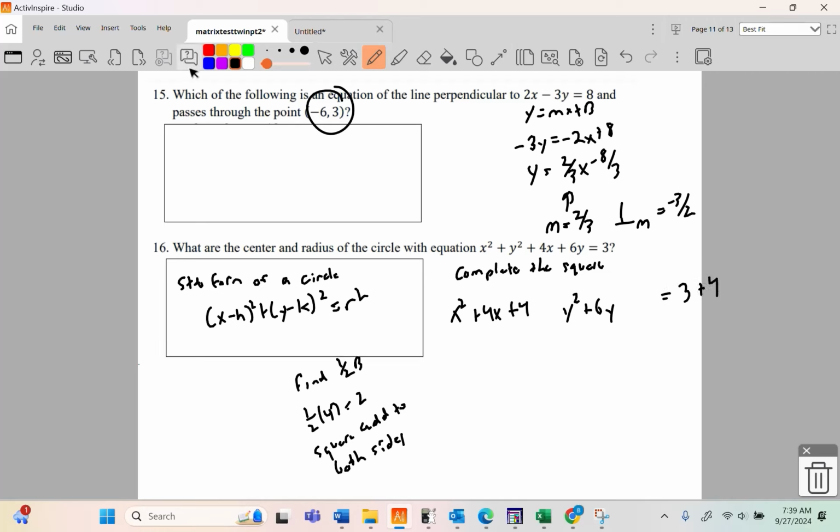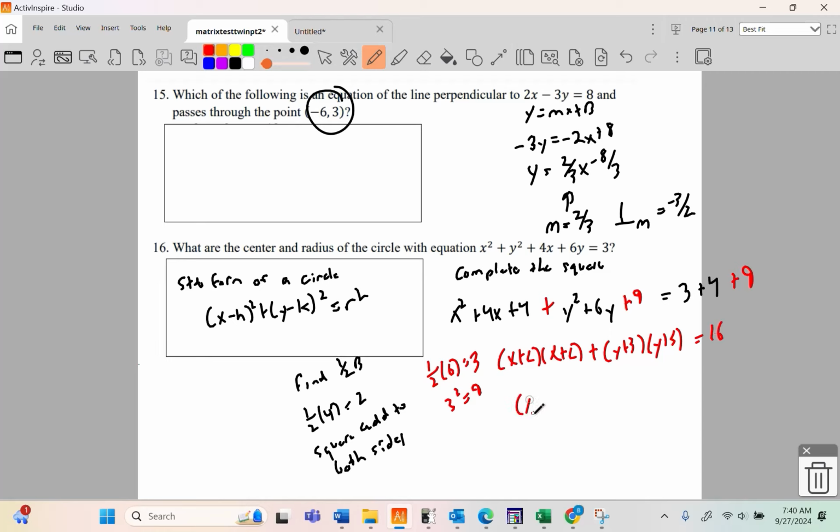But I also have to do the same thing for y, because this is its own little expression. We can put a plus symbol there. So I take half of 6. I get 3. I square it, I get 9, and I add that to both sides. And what I've done is I've created things that factor perfectly. This guy factors as x plus 2 times x plus 2, plus because there's a plus. This guy factors as y plus 3 times y plus 3, and the right-hand side adds up to be 16.